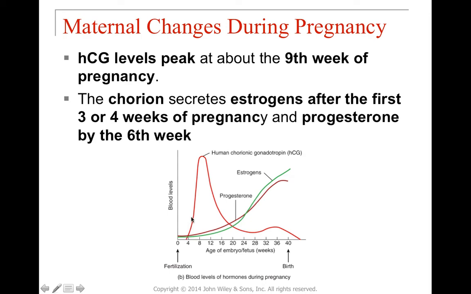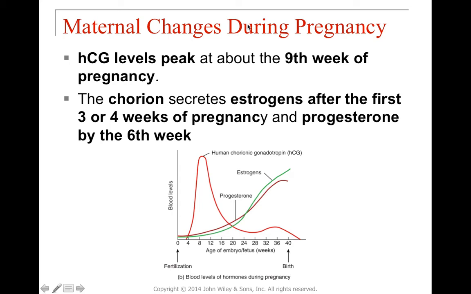And then up until week 8 or so, week 9, the HCG levels are going to be maintained at high levels. Again, that's coming from the chorion. That's why it's called the chorionic gonadotropin. It's secreted by the chorion, and that's going to tell the corpus luteum to continue to secrete estrogens, right?